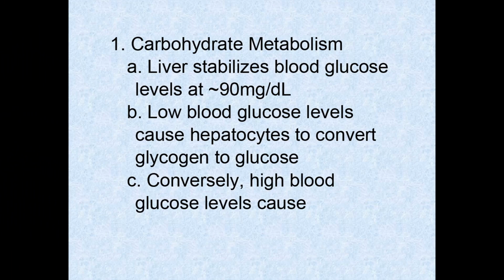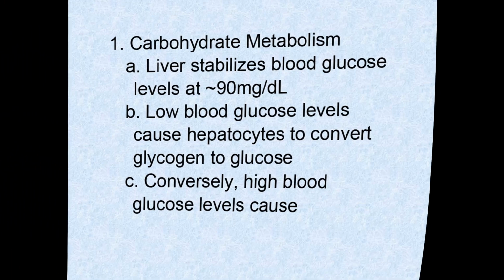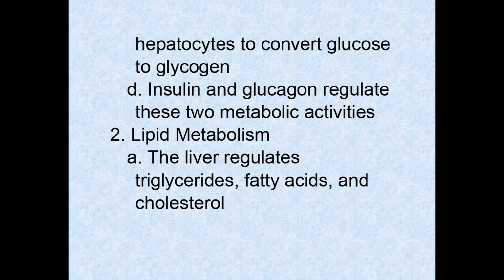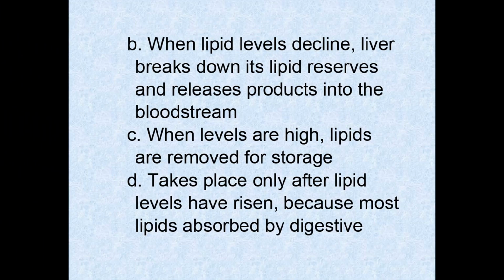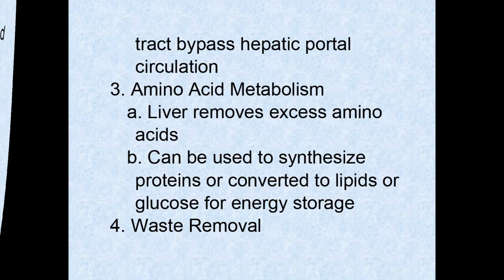First, there's carbohydrate metabolism. The liver monitors blood glucose levels by using hormones such as glucagon and insulin. Second, there's lipid metabolism. When lipid levels are high in the blood, the liver stores them. When lipid levels are low in the blood, the liver breaks down its storage. Now, this only happens when lipid levels are high because the lipids bypass the hepatic portal circulation.